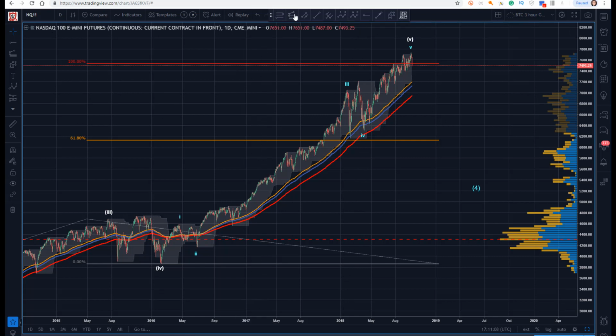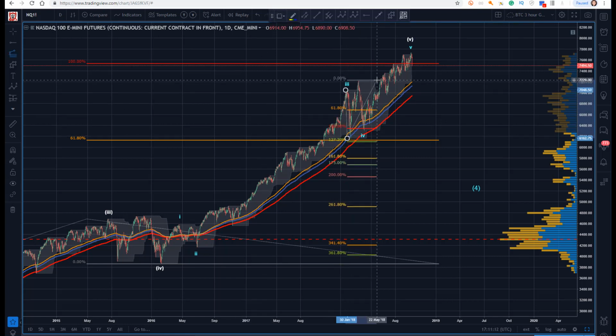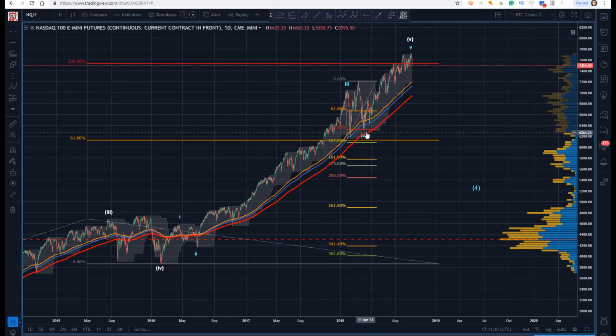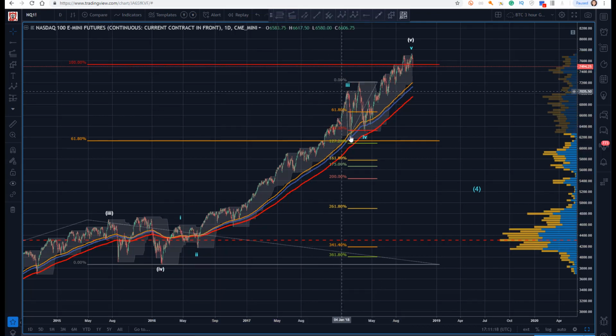Well, let's just check. If I take the length of the A wave from the proposed B wave, well, there's 100%, right? So that makes me lean into that all the more. So A, B, C, right? That's irregular, right? So irregular, an expanded flat, pretty much the textbook version of it.